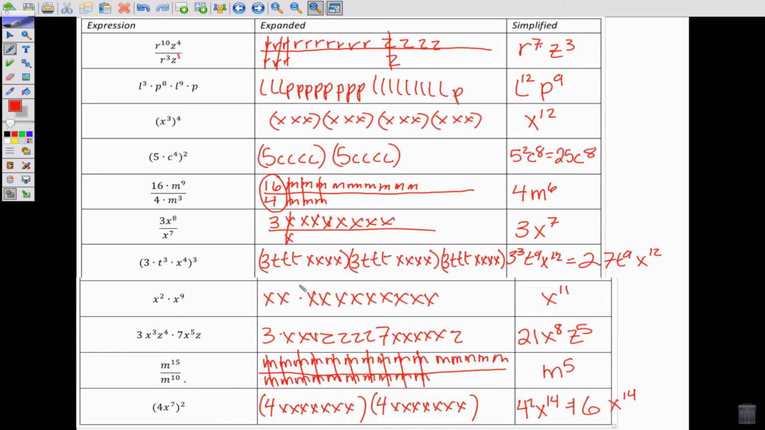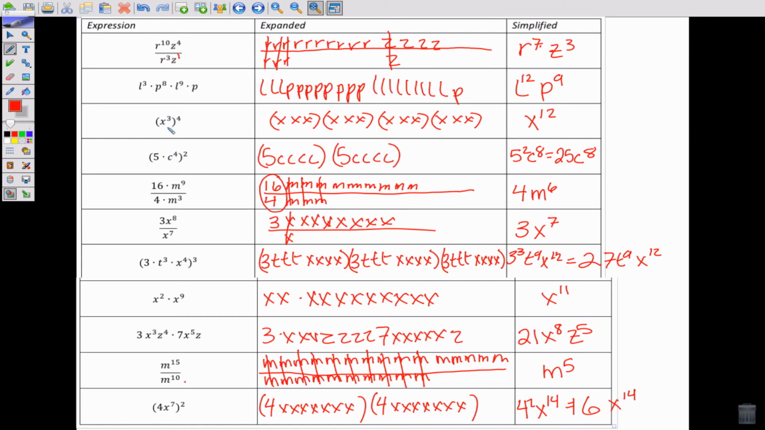If we go down to find some more like that, 2x's plus 9x's is going to be 11x's. Here, 3x's plus 5x's is going to be 8x's. 4z's plus one more z is going to be 5z's. And then, since we have 3 times 7, that's going to be 21.